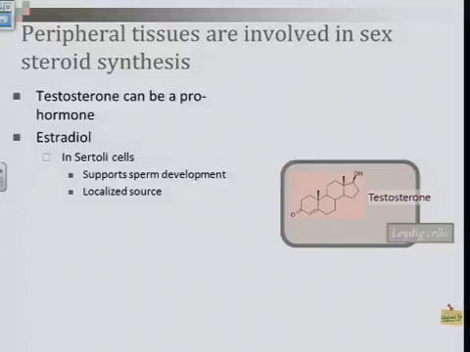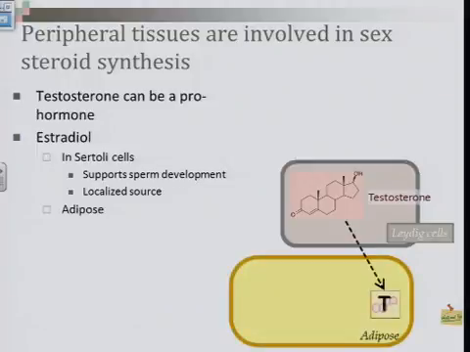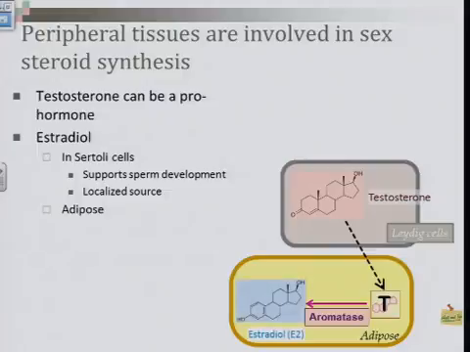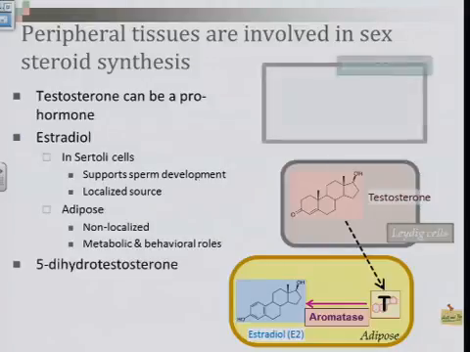Circulating estrogen in men comes from the adipose tissue. Adipose tissue, then you should be able to guess, has aromatase, which is not under a lot of regulation. And so this is the source of circulating non-localized estrogen in males. It occurs in women as well, but it's nowhere near as important. In men, it has both metabolic and behavioral roles.